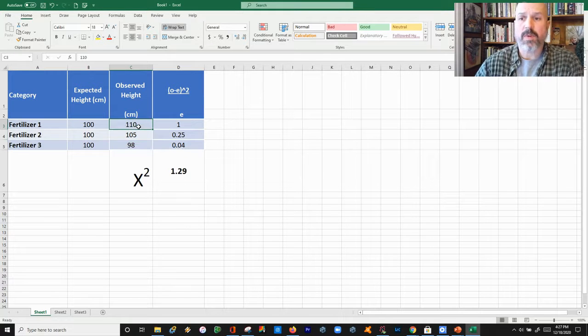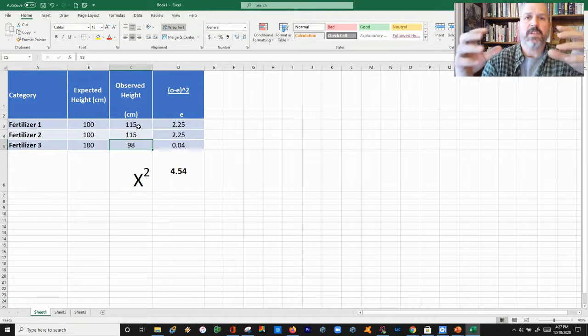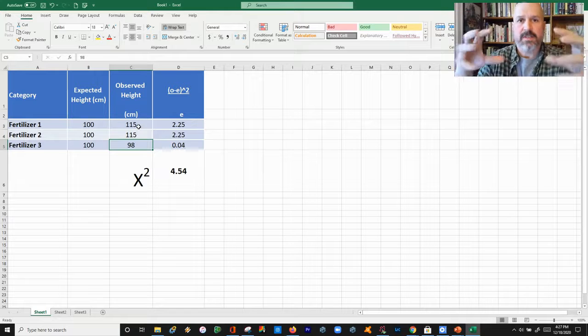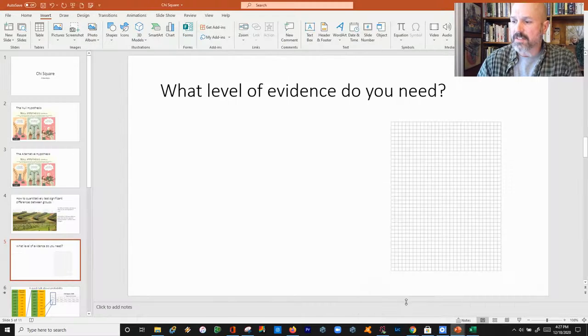Every time I get a little farther away from my expected, chi-square goes up, right? Why is that? It's because it's collecting the differences that are happening between what you expect and what you're actually seeing. And we have to know that in the real world, there's going to be some differences. You're not going to stay perfectly in line with what you expect. So we have to provide some leeway. But at some point, there's going to be a threshold of what is acceptable and what is not.